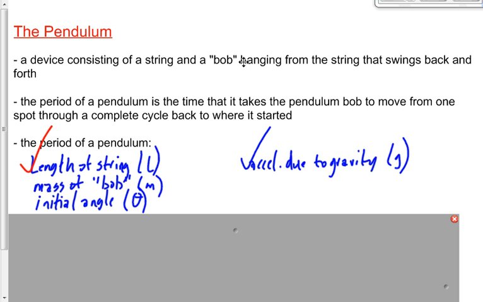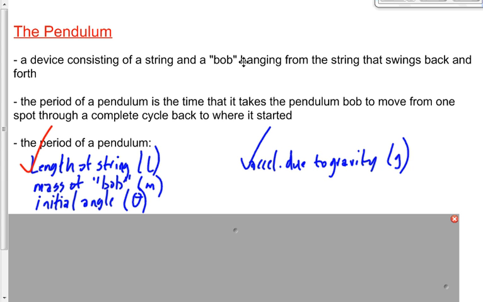The mass of the bob at the end. Well, you know, let's do the angle here right now. Let's start with a really small angle, like let's say about 10 degrees, and then we'll go to about 45 degrees. Got it? Okay, starting at 10 degrees. Actually, we'll do the 45 because we've already done that one.